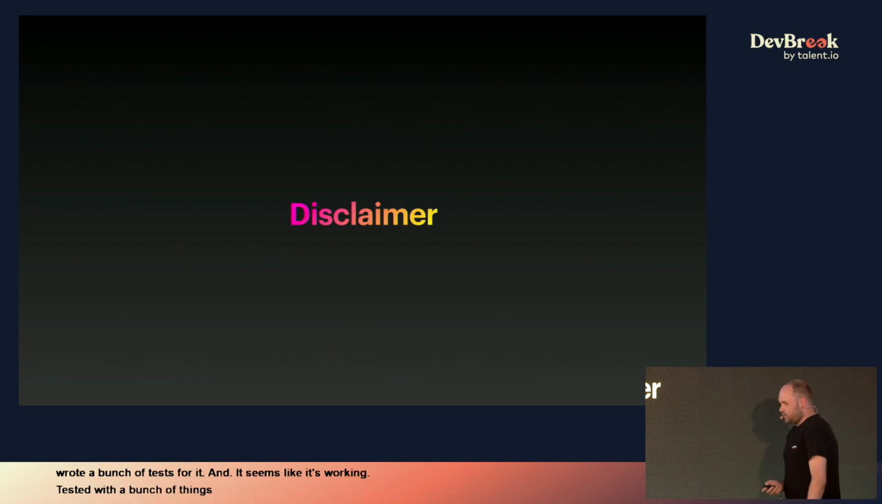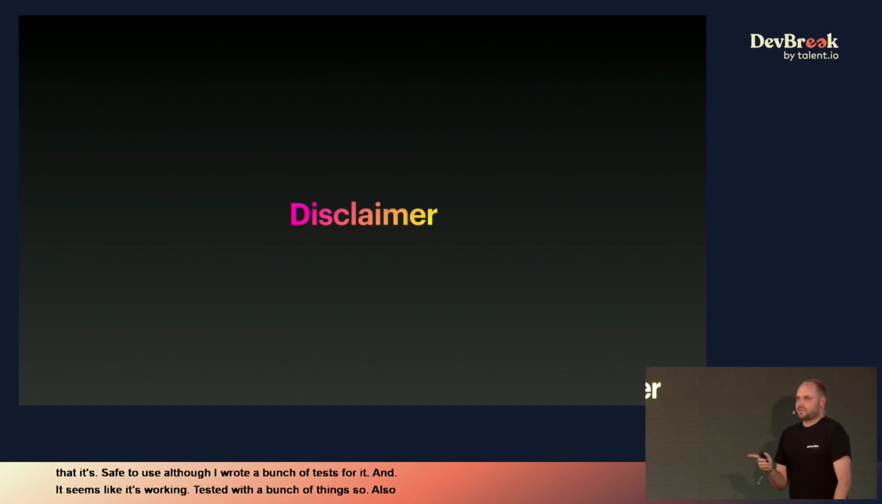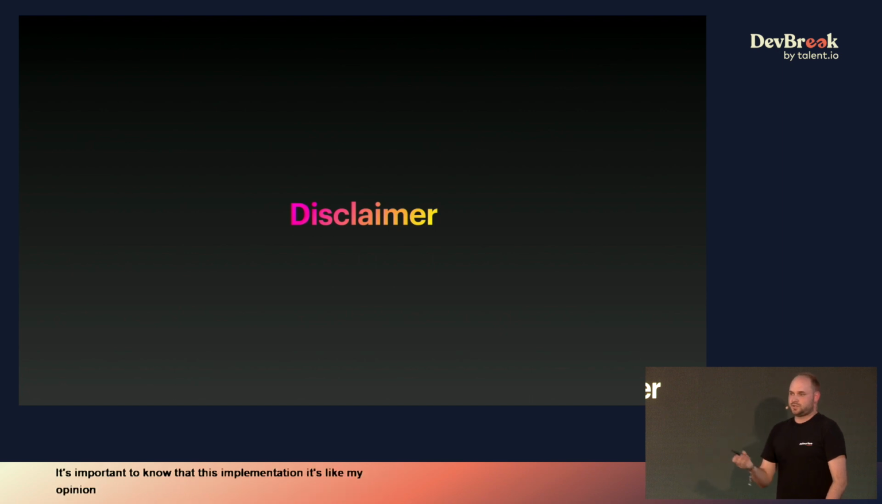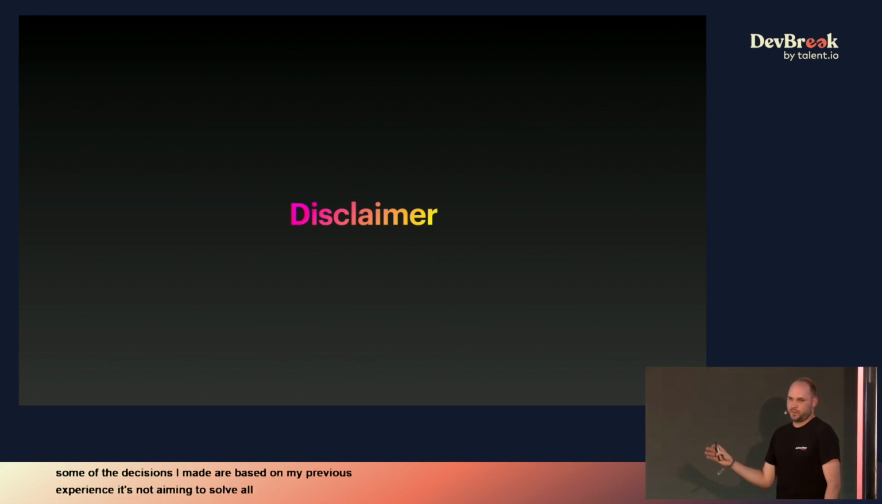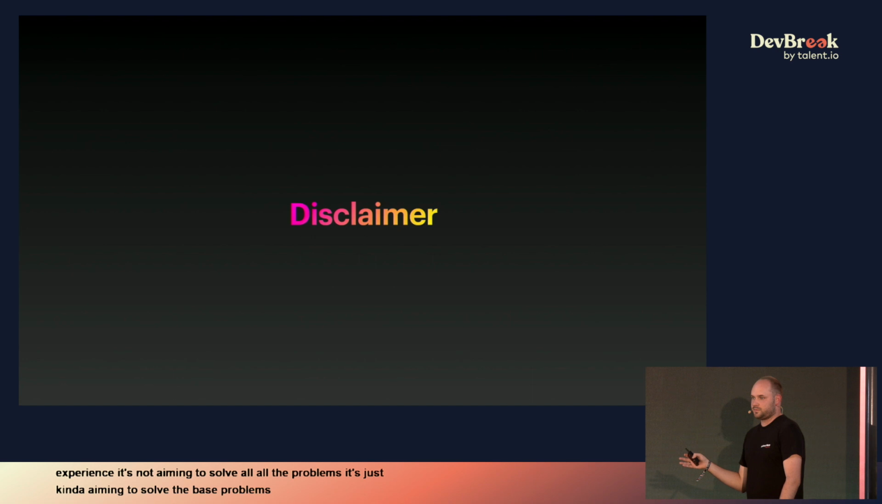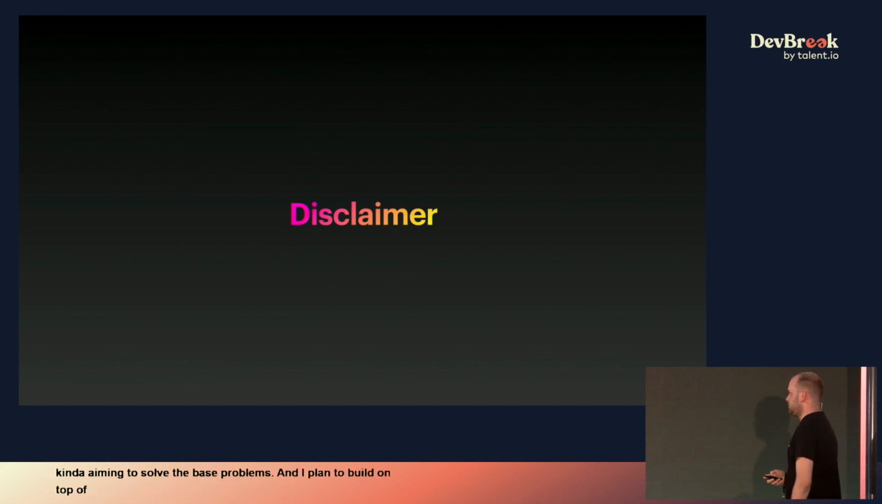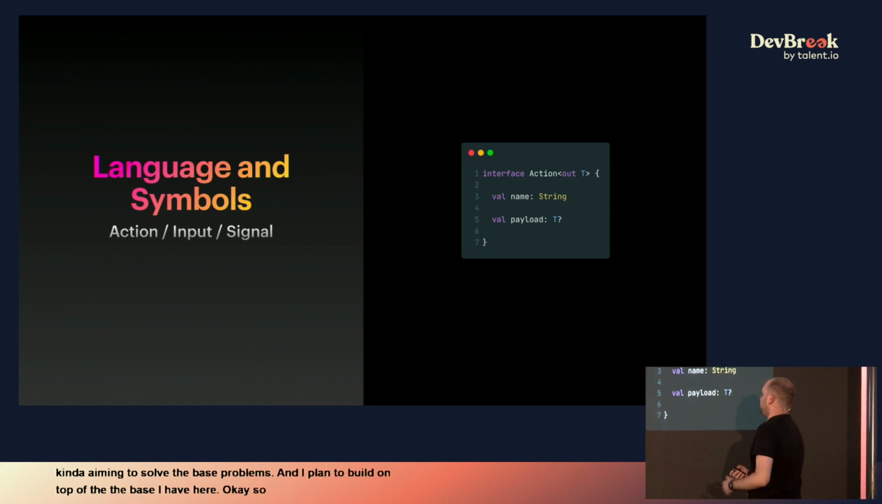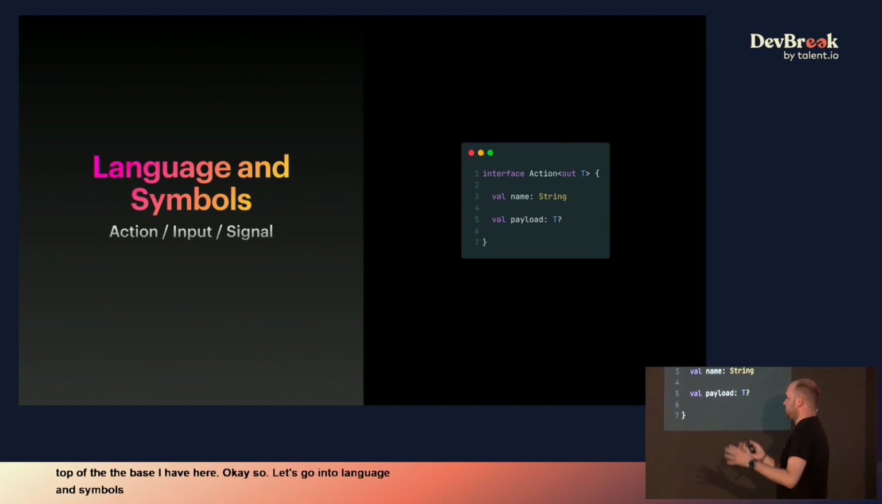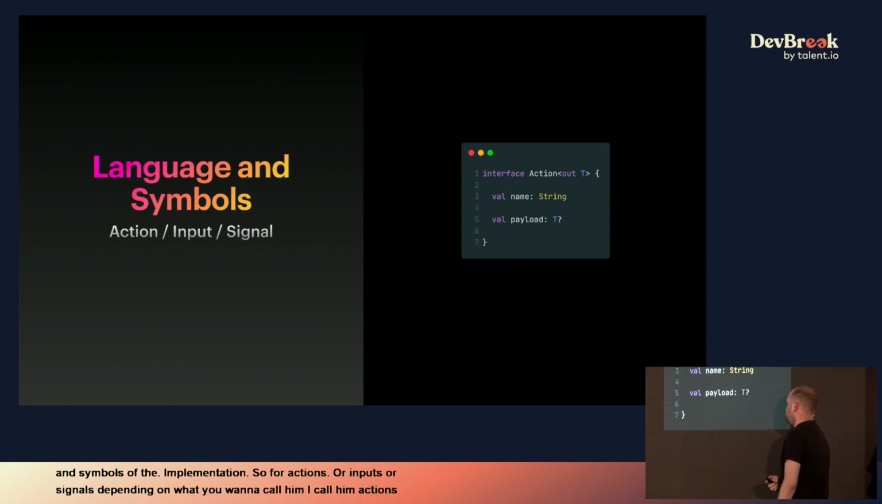So also, it's important to know that this implementation is my opinionated implementation, and some of the decisions I made are based on my previous experience. It's not aiming to solve all of the problems, it's just aiming to solve the base problems, and I plan to build on top of the base I have here. Okay, so let's go into the language and symbols of the implementation. So for actions, or inputs, or signals, depending on what you want to call them, I call them actions.